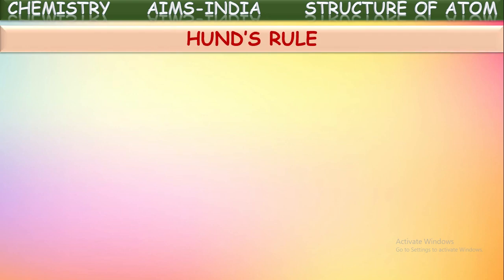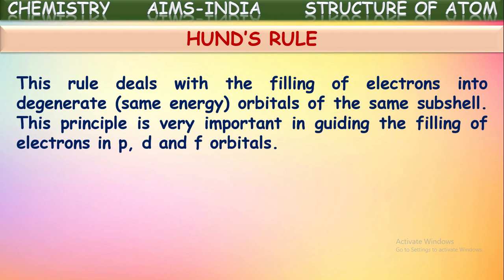Okay, next rule, Hund's rule. The Aufbau principle explains how electrons are filled into different subshells. Based upon the n plus l value, electrons occupy the orbital or subshell with lower energy first. After filling these lower energy levels, electrons occupy higher energy levels. That is the Aufbau principle. Now let us see Hund's rule.